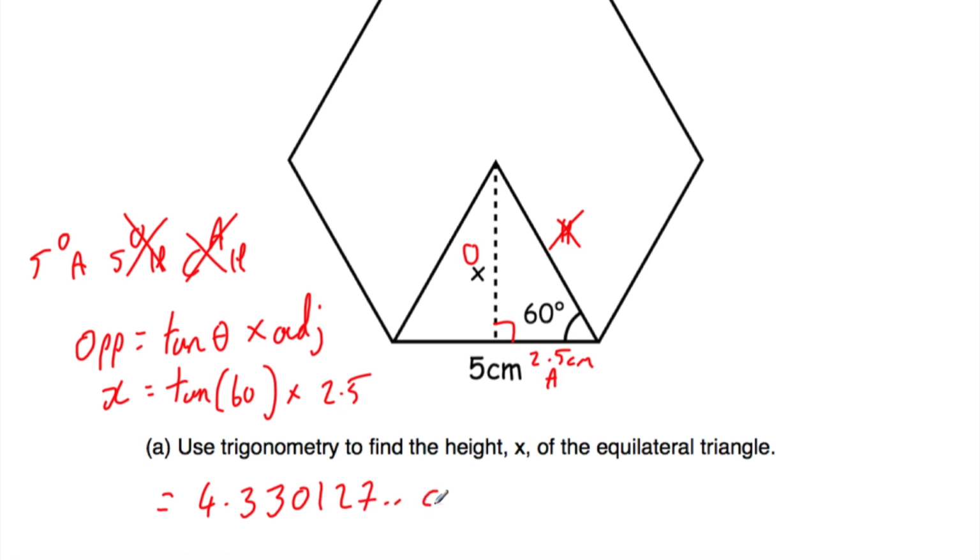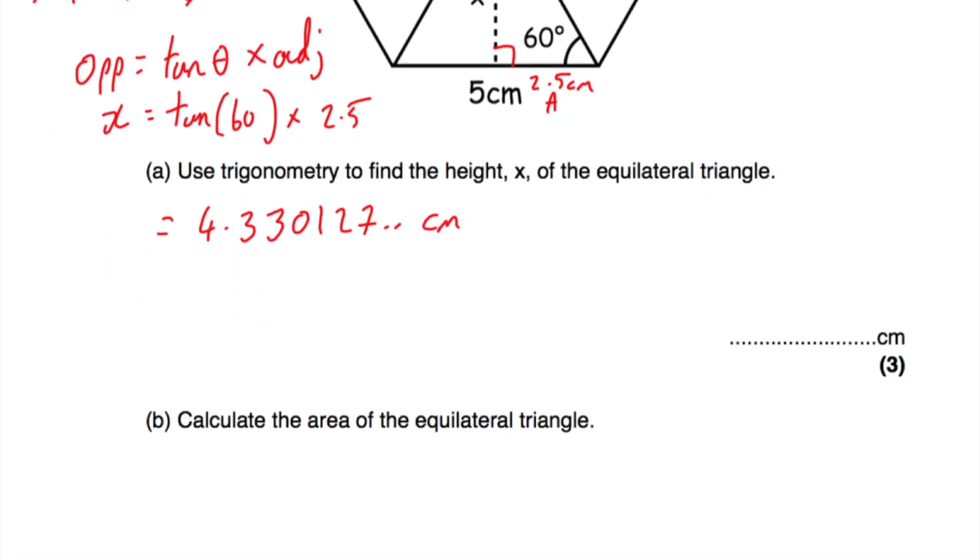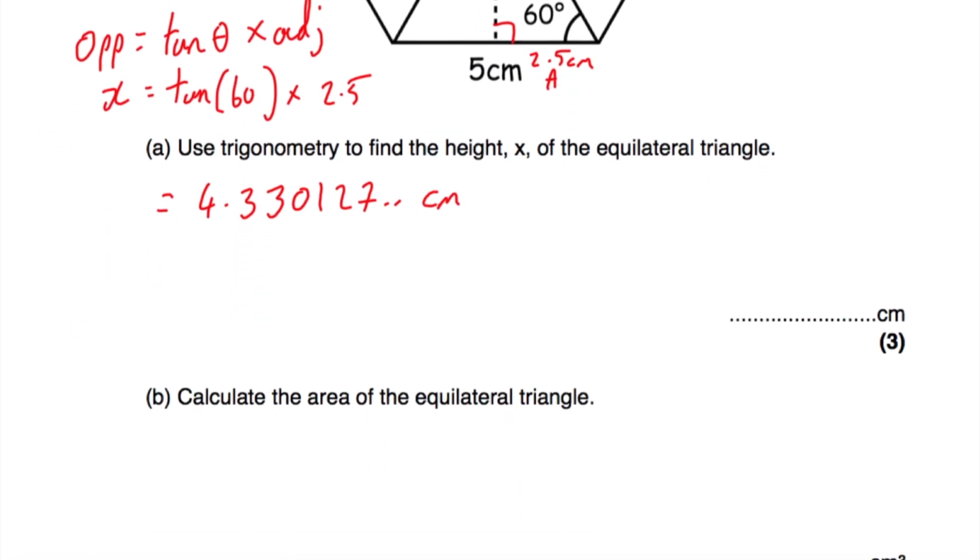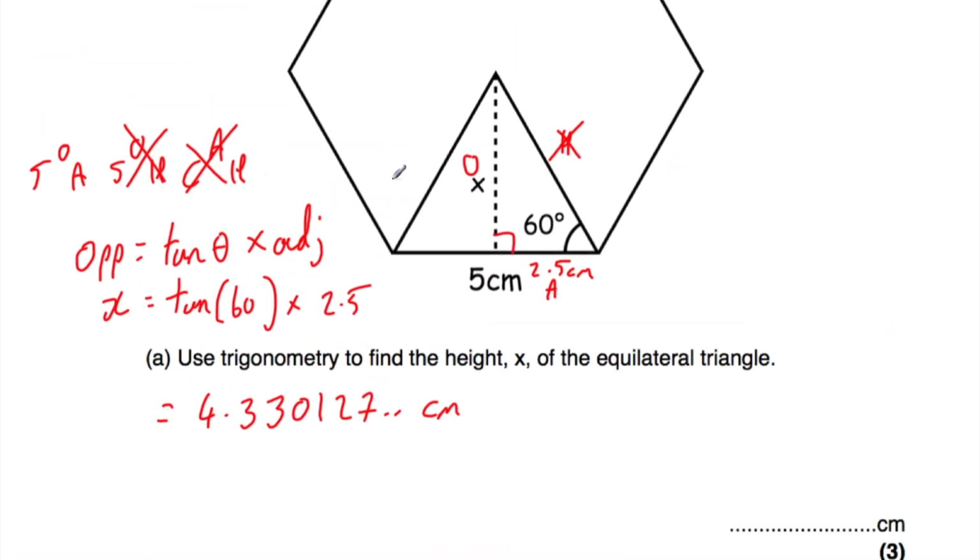So the tan of 60 degrees multiplied by 2.5 equals 4.330127 and so on centimeters. So that's the height of the equilateral triangle. Okay, part B says calculate the area of the equilateral triangle. So we want to find the area of this triangle. Now to find the area of a triangle, we just do half the base times the height.